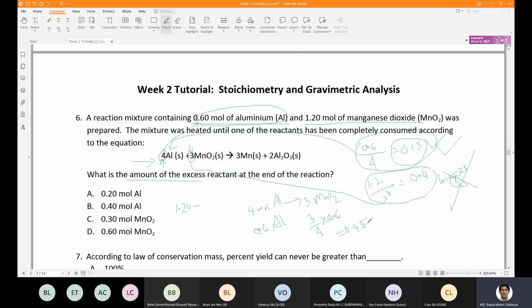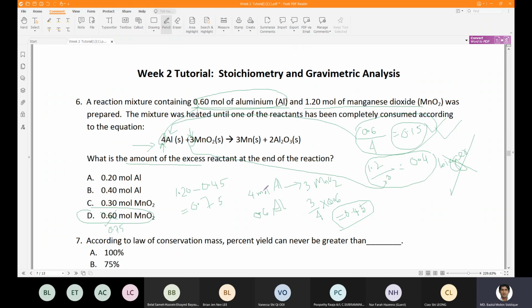0.45 moles of magnesium oxide actually was used up, out of this 1.2. So if we deduct 0.45 from 1.2, then we will have 0.75 left. We will have 0.75 moles of magnesium oxide left. There is no correct answer for this here, so it is 0.75. Now you know how to find out.